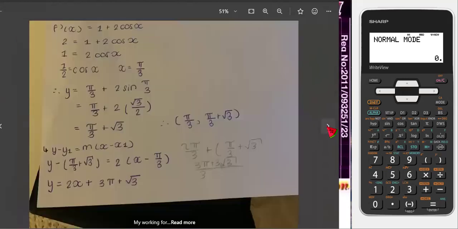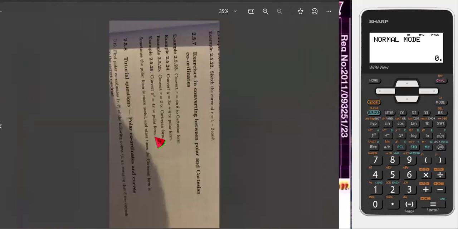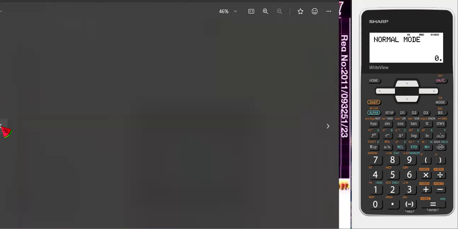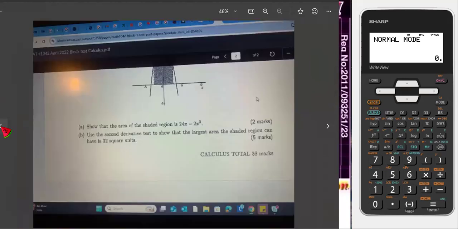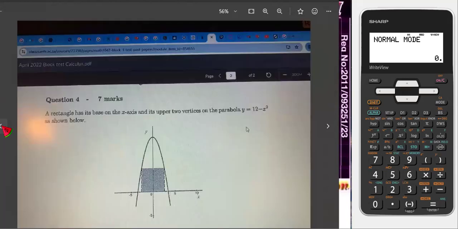Okay, let's check. These ones need to be done. All right, so let's back off first. This one also needed to be done. I was stuck with the first one. I didn't know how to start.